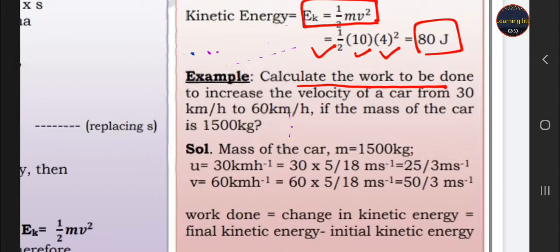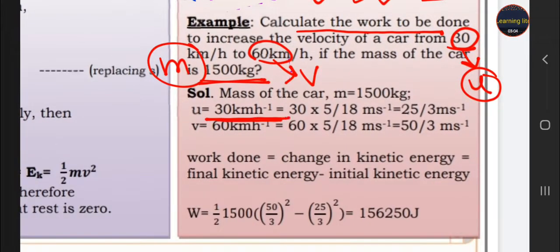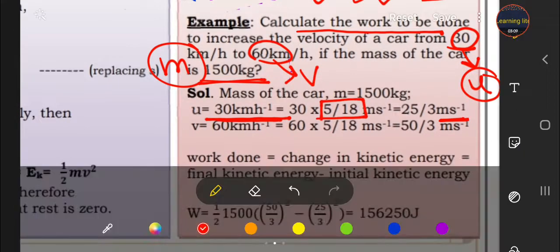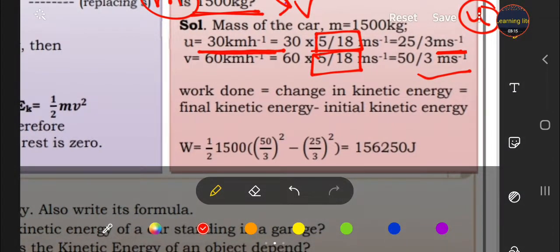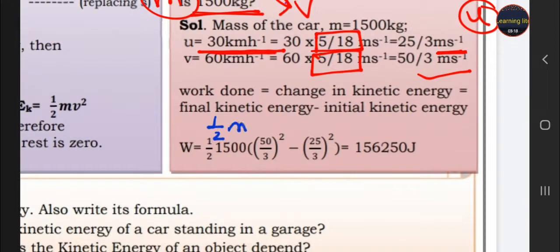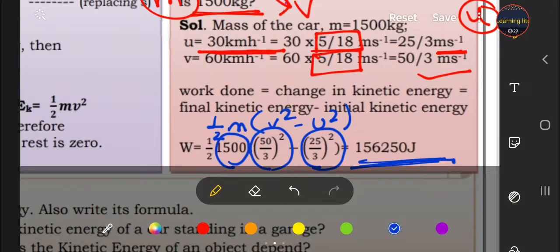Calculate the work to be done when the velocity increases from 30 to 60. So 60 is your final velocity, 30 is your initial velocity, and this is the given mass. Firstly, we convert kilometer per hour into meter per second. By this, we multiply the given velocity by 5 by 18. So, we get u and v in meter per second. Now, what is the formula? Half m into v square minus u square. M is given to you, 1500. V square we calculate, u square we calculate. So, this is the answer in joules. This is your work done.